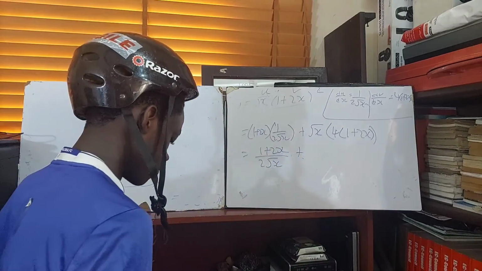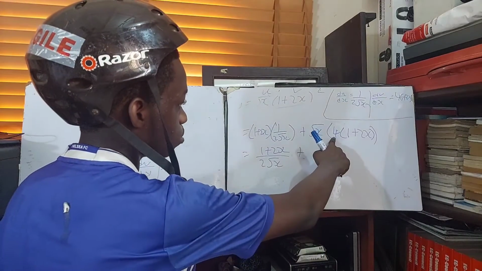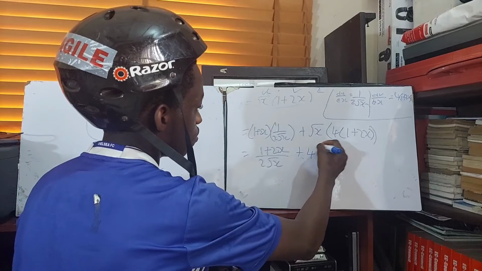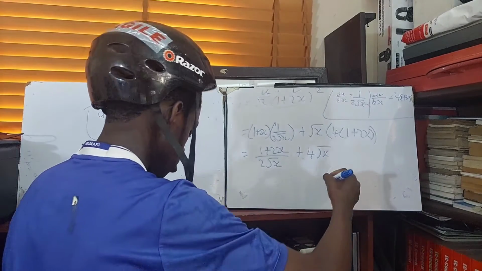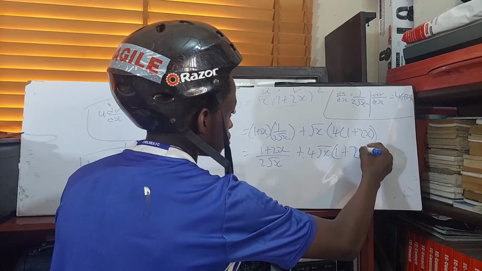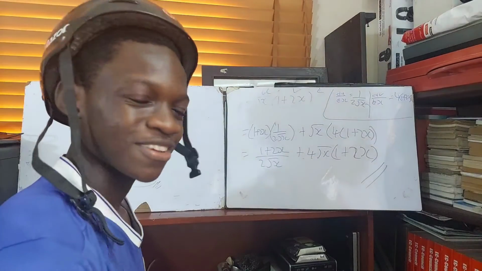Now for the second part, we're just going to multiply this 4 by this root x, since they're outside of each other. So we're now going to have 4 root x multiplying 1 plus 2x, and now we're done with that question. Thank you very much.